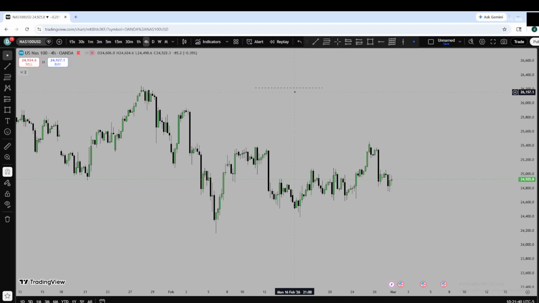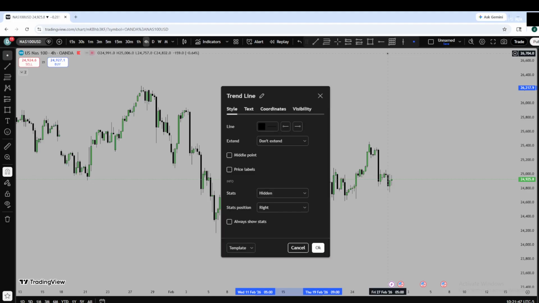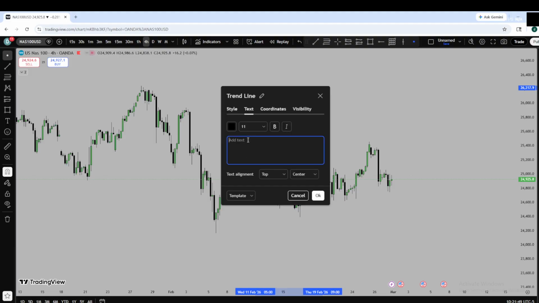We go like this real quick. Line, bam. I'm gonna put this right here. Text. So first, search for liquidity. We're gonna put buy side liquidity / sell side liquidity, right?